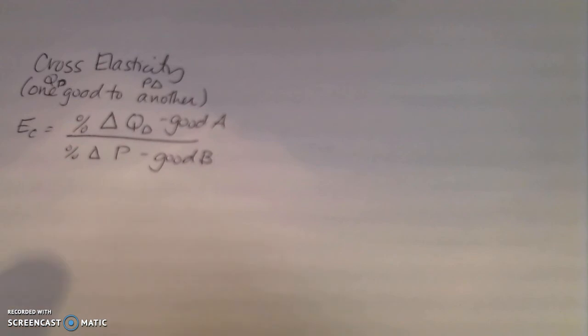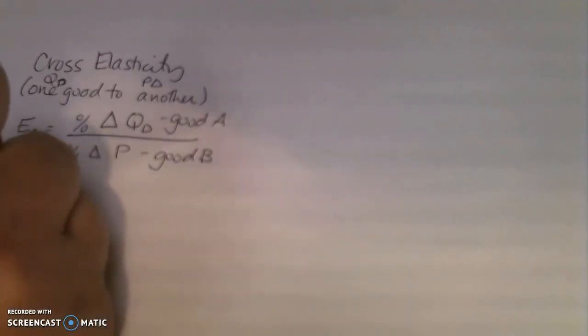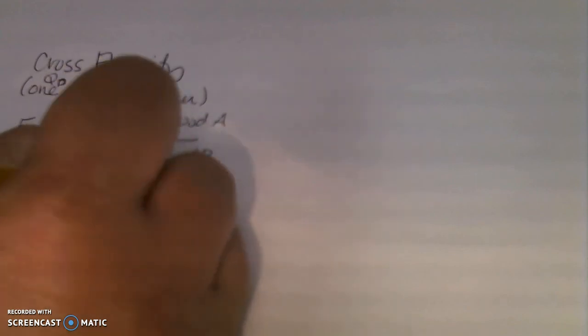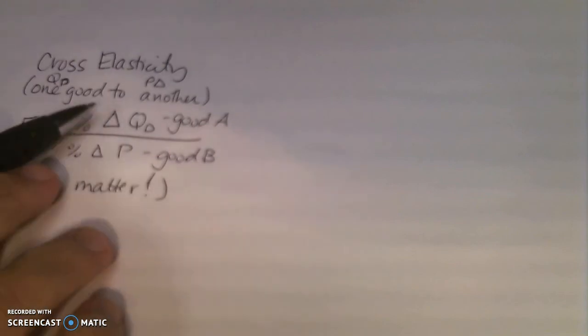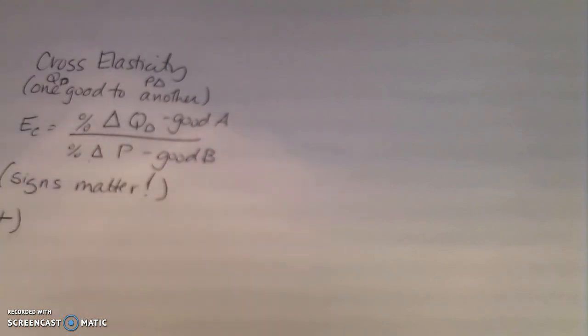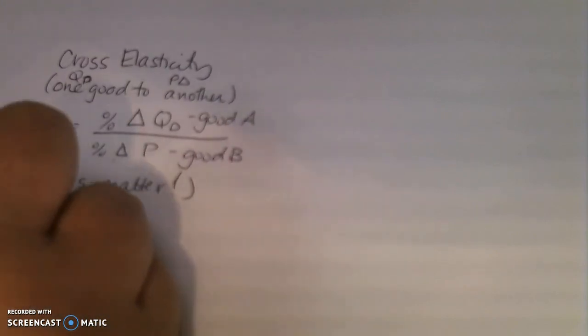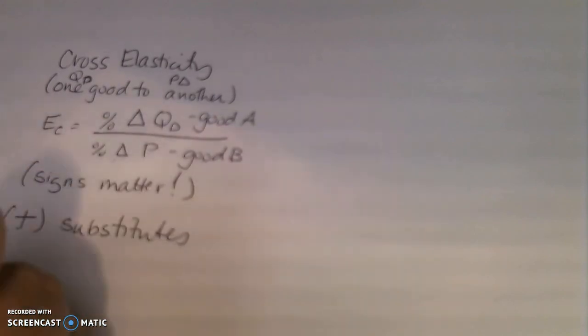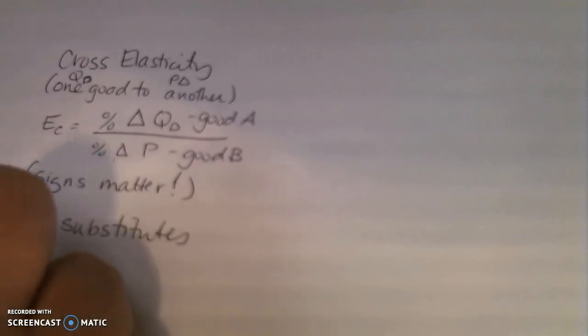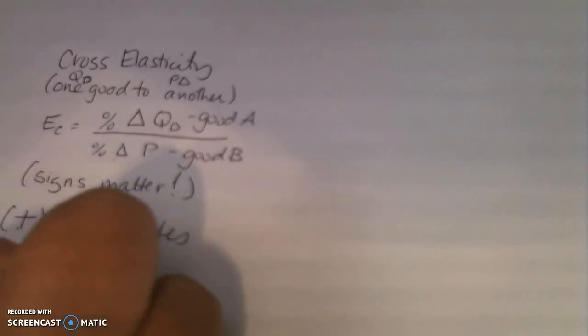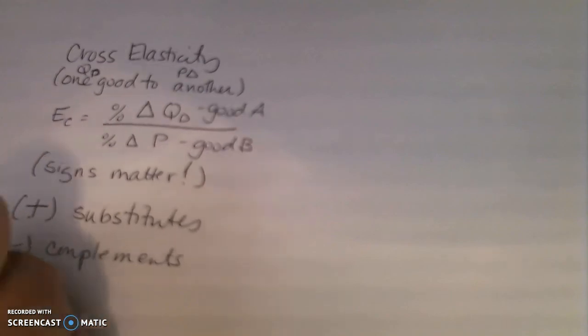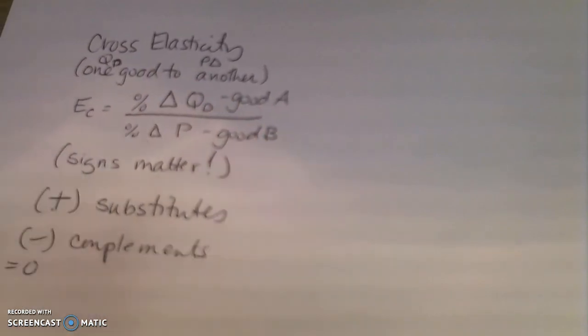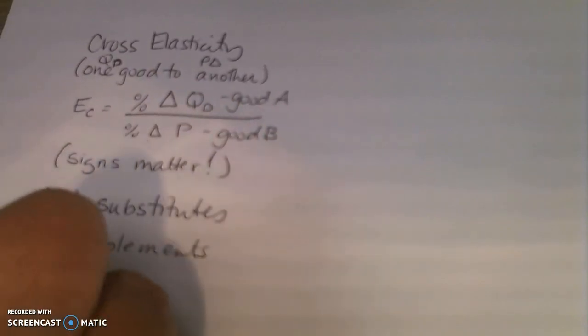So when we get this answer, signs are going to matter. Signs matter. Because if they move in the same direction, then it would be substitutes. If both of them are going up, then we have a positive answer. And that answer would tell me that these goods are substitutes. If we get a negative answer, then that tells me that these goods are complements. If we get an answer that's equal to 0, there is no relationship.